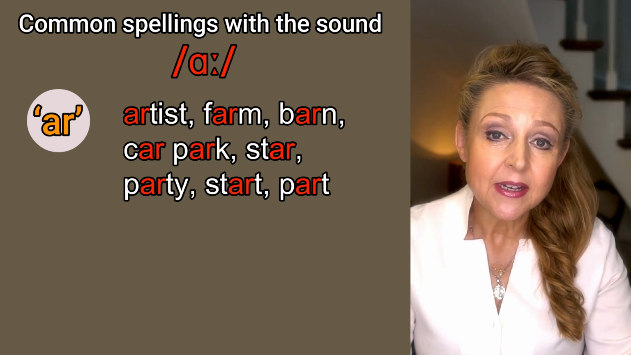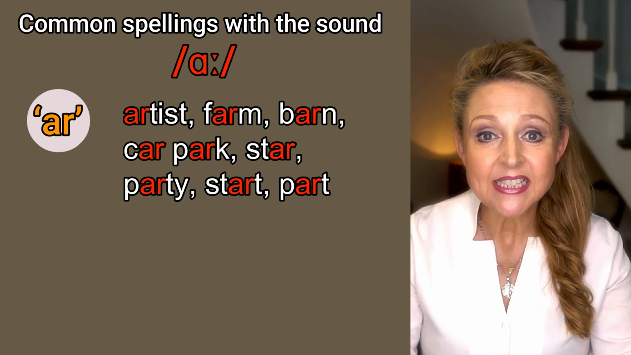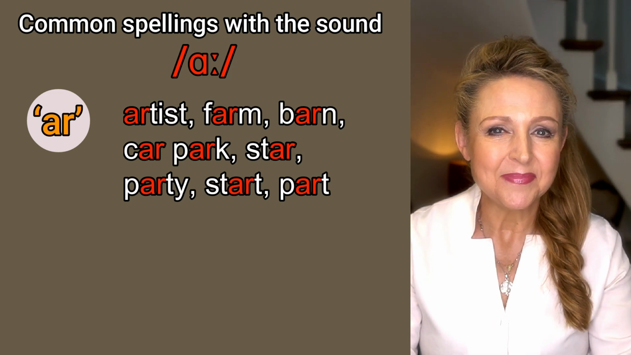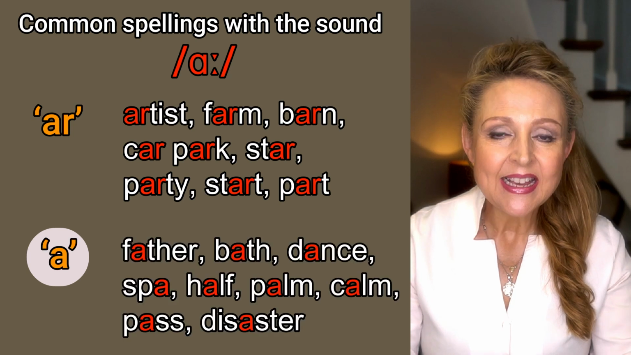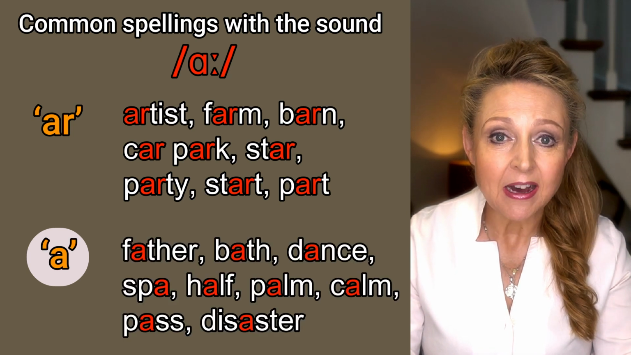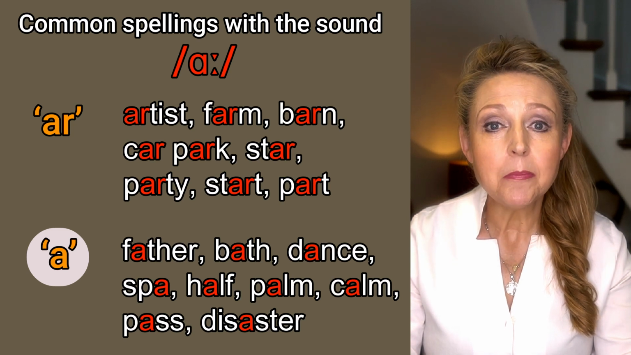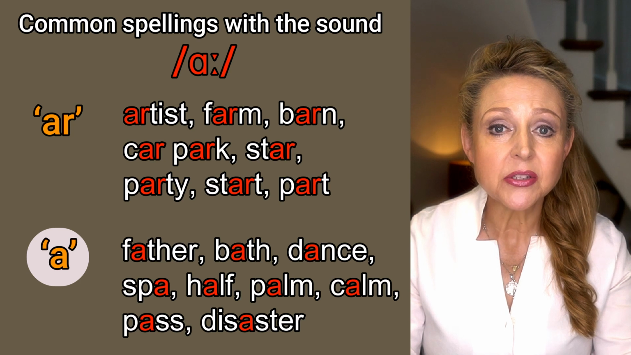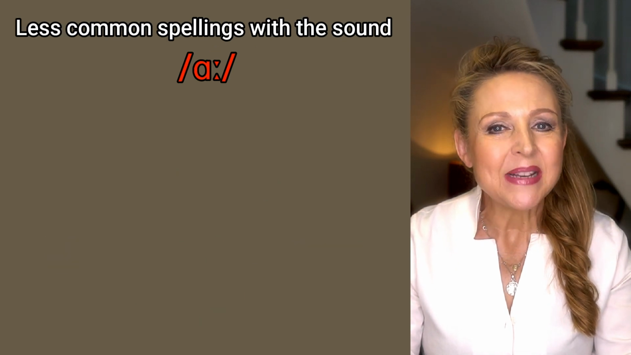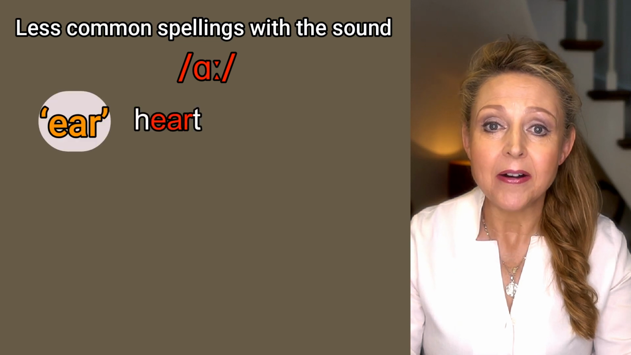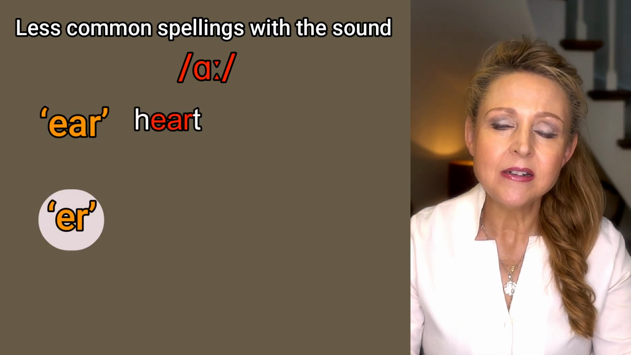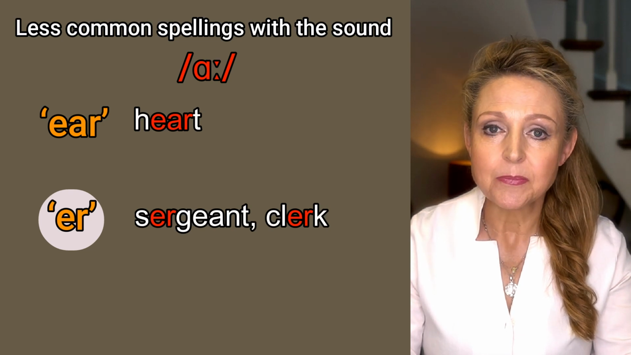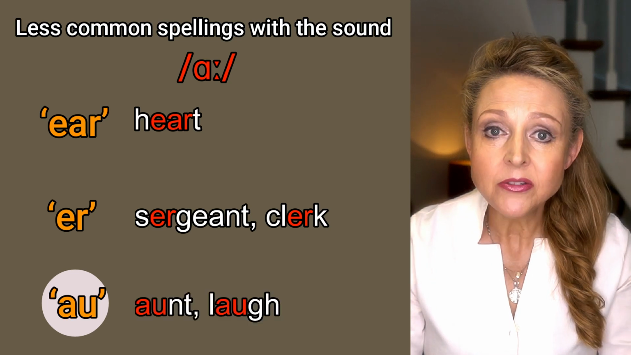Anyway, here's a guide to the most common way of spelling the AR sound, with the spelling AR, like artist, farm, barn, car park, star, party, start, part. And some words which are spelt with the letter A, as in father, bath, dance, spa, half, palm, calm, pass, disaster, and some less common words with the spelling EAR, as in heart, and ER, as in sergeant, and clerk, and AU, as in aunt, and laugh.